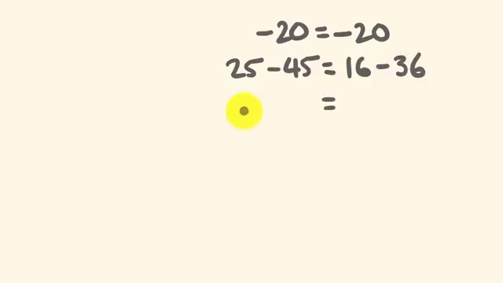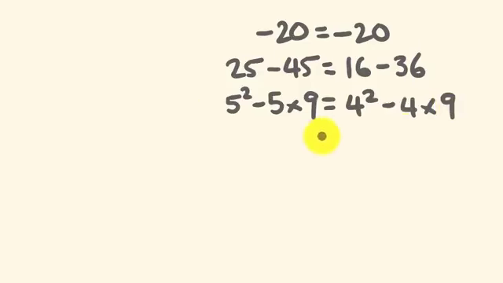Alright, the next thing I am going to do is I am going to rewrite these a little bit, because 25 is equal to 5 squared, and negative 45 is equal to negative 5 times 9. 16 can be written as 4 squared, and negative 36 can be written as negative 4 multiplied by 9. Alright, nothing wrong so far, eh? The next thing I'm going to do is I am going to add 81 over 4 to both sides. Okay, I'm going to add 81 over 4 to both sides.